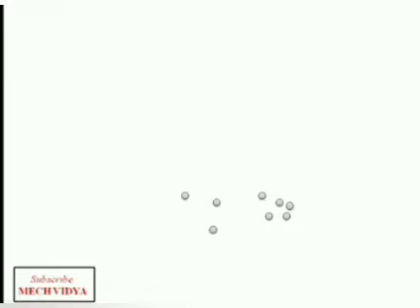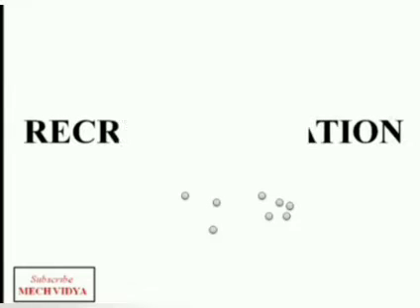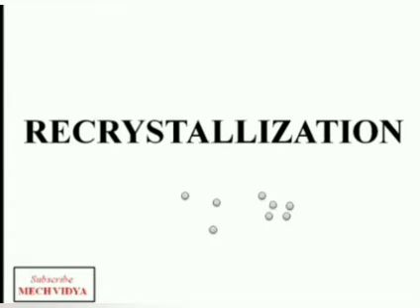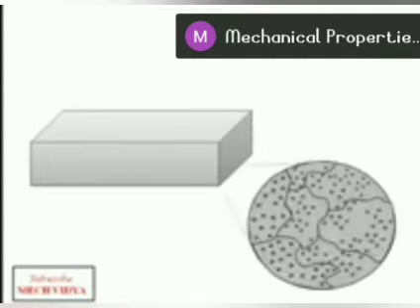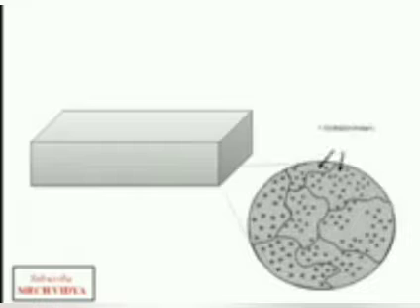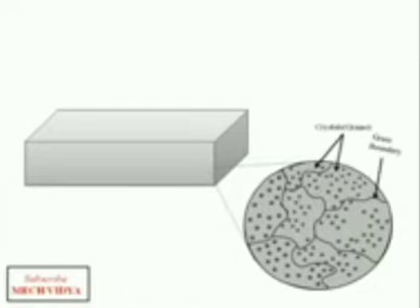Hello friends, welcome to this lecture on the recrystallization of metals. Recrystallization basically means reformation or rearrangement of crystals in a metal. To understand this process, we first have to understand the basic structure of metals. If we zoom into a metal block, we can see that metals are made up of crystals. These are the crystals. And how are they formed?